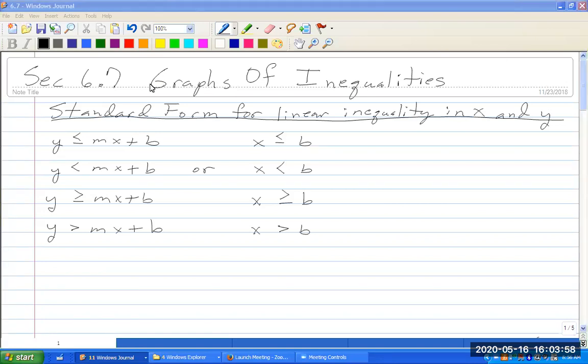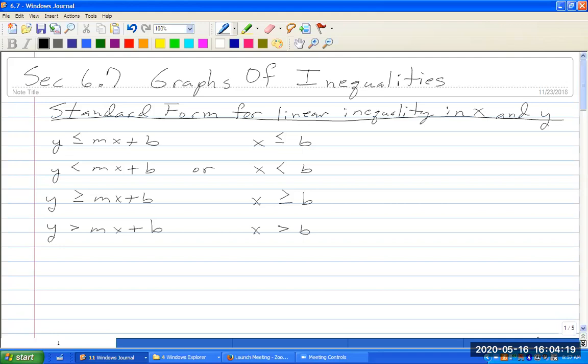Section 6.7, Graphs of Inequalities. So let's recall from what we did, probably in chapter 2, the standard form for linear inequalities in the variables x and y.